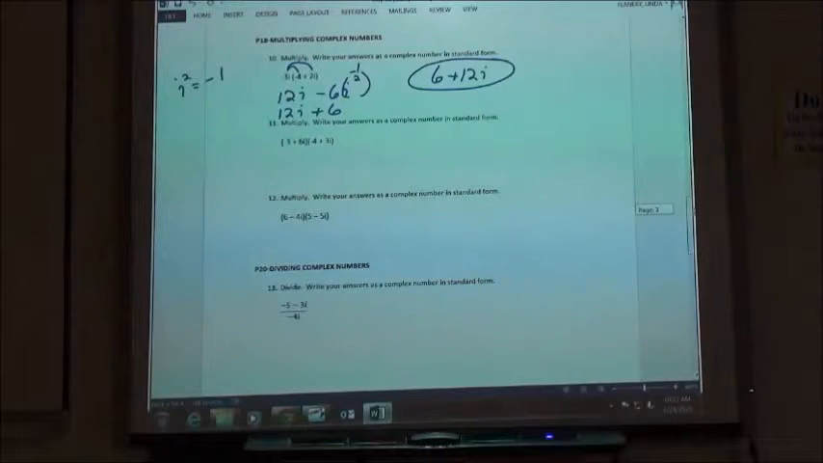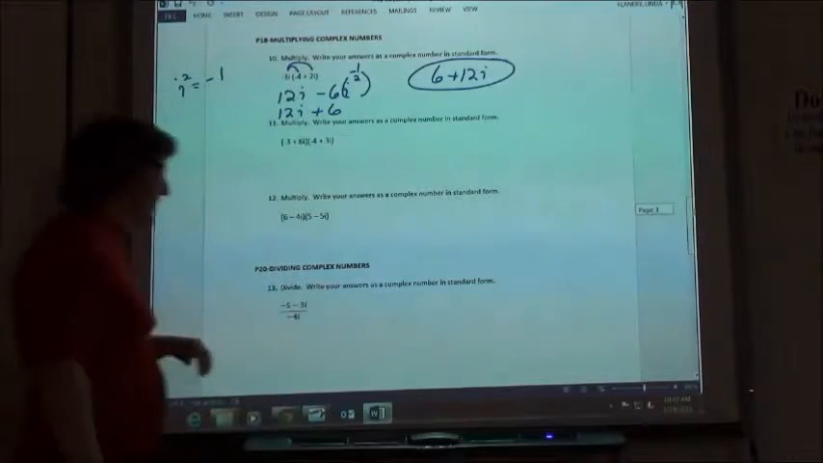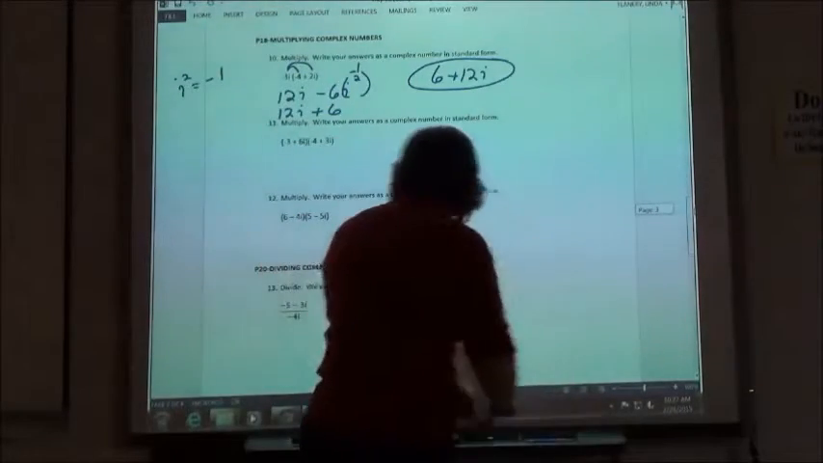So whenever I have that i squared, I'm going to put a negative 1 in its spot. Gets rid of the i out of that part of it. And then we can go from there.